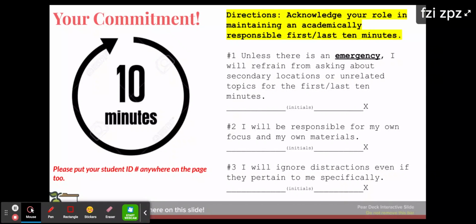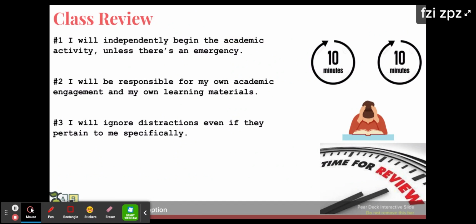Now, this is a commitment that you should make. So what you're going to do is acknowledge your role in maintaining an academically responsible first and last 10 minutes of class. Please put your student ID number anywhere on the page as well. I will independently begin the academic activity unless there's an emergency. I will be responsible for my own academic engagement in my own learning materials, and I will ignore distractions even if they pertain to me specifically.